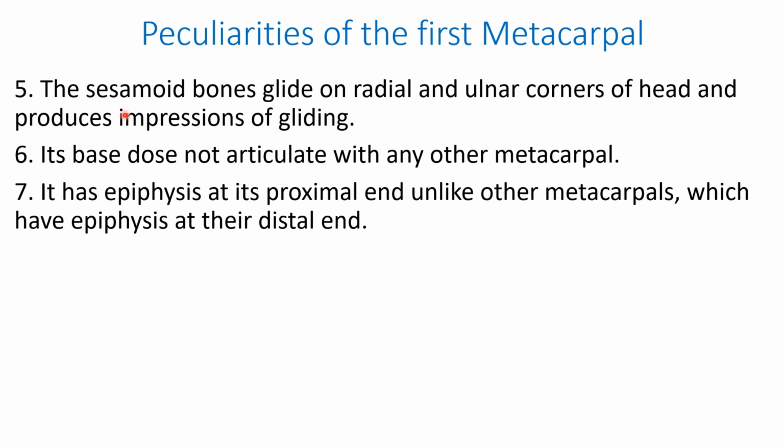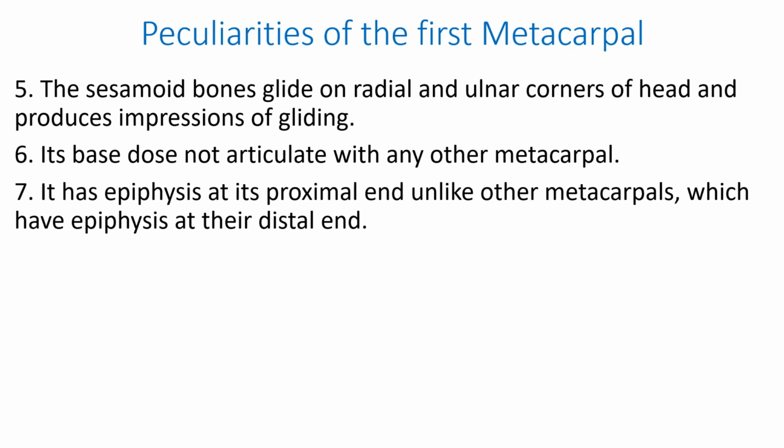Number 5, it has sesamoid bones. The sesamoid bones glide on the radial and ulnar corners of the head and produce impressions of gliding. Then number 6, its base does not articulate with any other metacarpal bones.